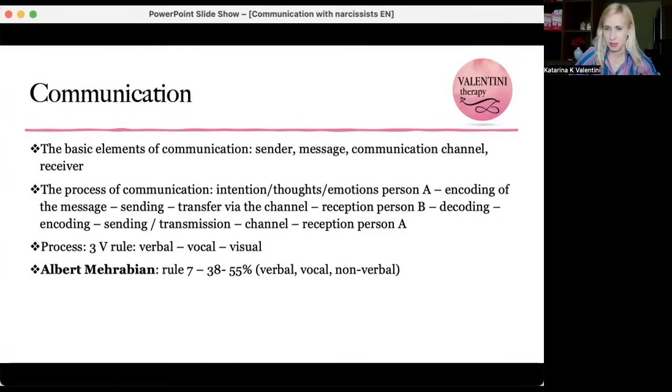That's our narcissist in our case. And this person B has to decode the message that we have sent. Then they have to process this message, reflect about it, and give us feedback, preferably. If we want successful communication, then we expect some kind of feedback. So the person B has to encode the message again, transmit it via the channel, and the message is then again received by person A, meaning by us or by the partner of the narcissist.